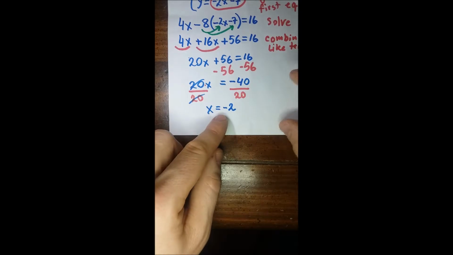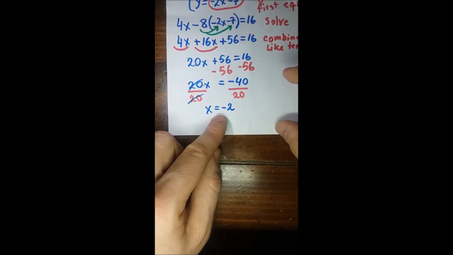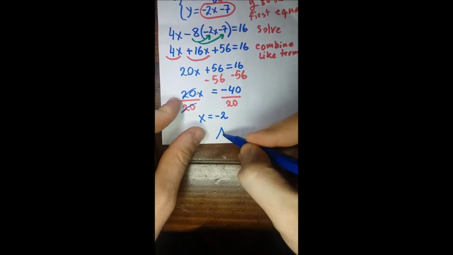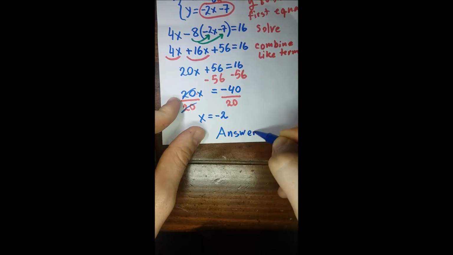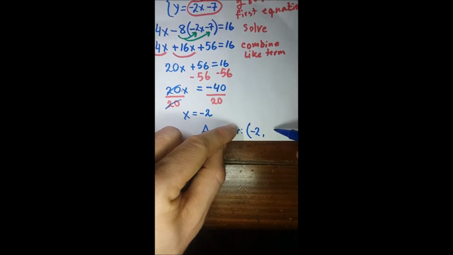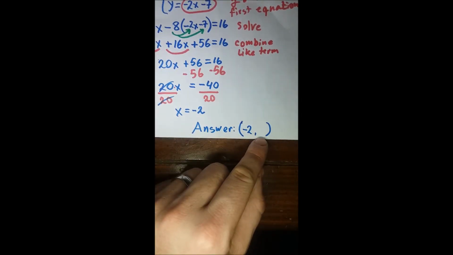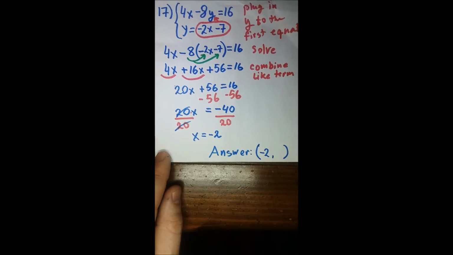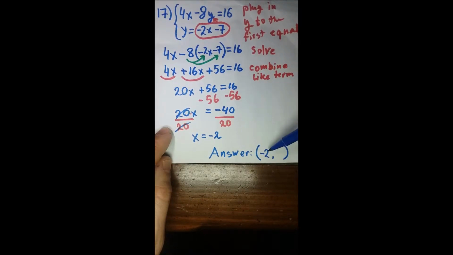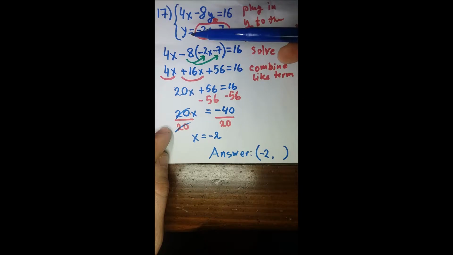That's the answer for x, but that's not the answer to the problem. That's just step 1. Okay, so we're going to write down answer. And for x, we're going to write down negative 2, comma. Now, the question is, what is y? We know that x equals negative 2, but we do not know what y is. So what you got to do is take the value of x that we know and plug it into any of these two equations. The easiest one to pick would probably be the bottom one, okay?